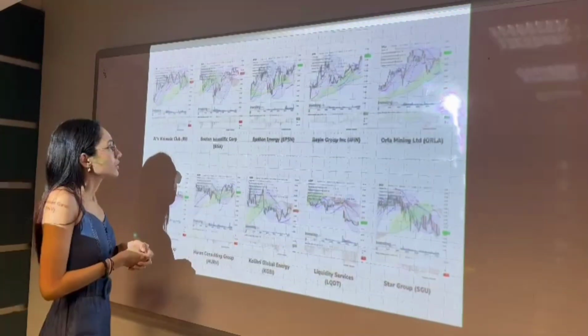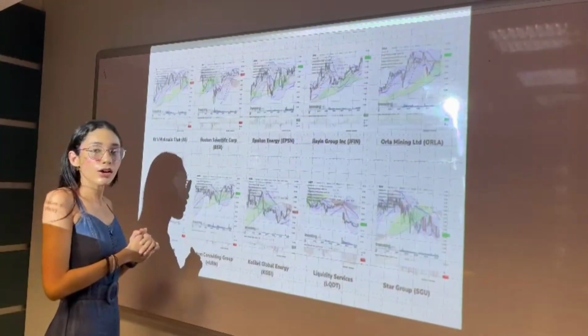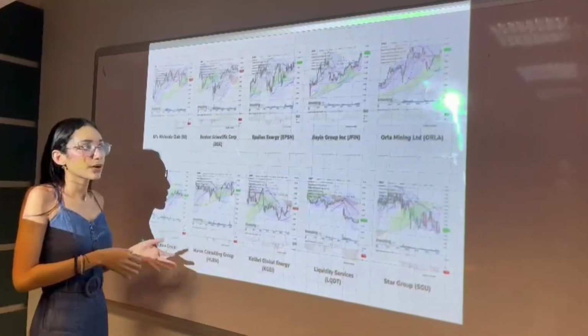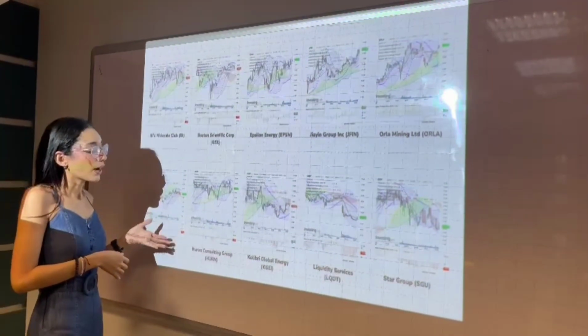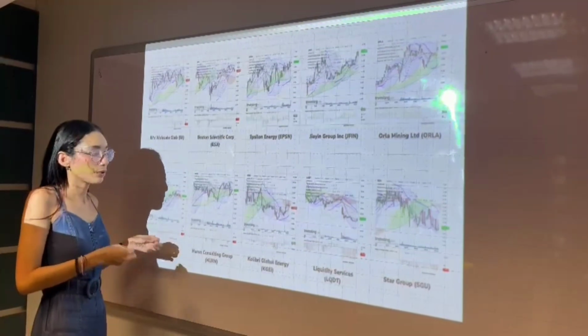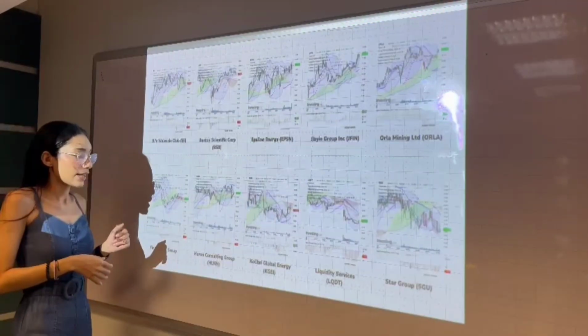We can also see that for the parabolic SAR, the companies at the top had a lot of reversal points, but mostly the purple dots were below the price candles, while the companies at the bottom had not that many reversal points, but mostly the purple dots were above the price candles.